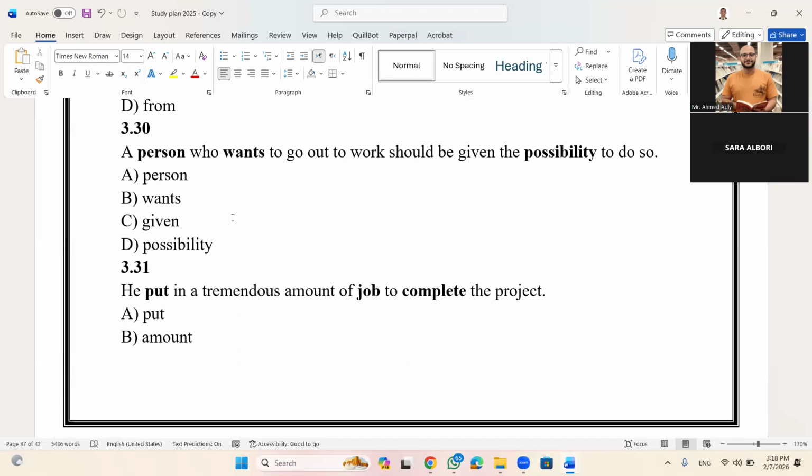A person who wants to go out to work should to be given the possibility to do so. Okay, so a person who wants to go out to work should be given the possibility to do so. Let's imagine that you want to work after you finish high school. You will go to your parents and tell them that you want to work. Will your parents give you the possibility or give you what?